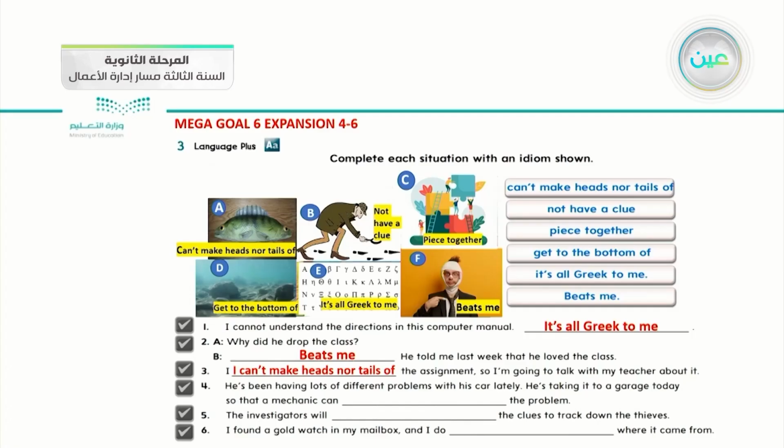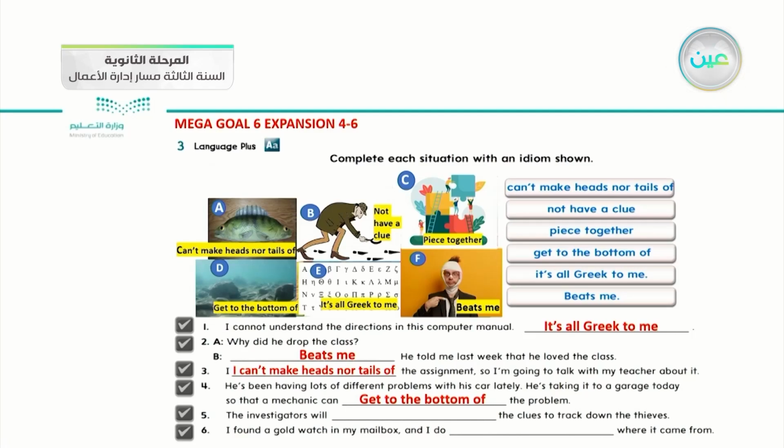Number 4, he has been having lots of different problems with his car lately. He is taking it to the garage today so that a mechanic can get to the bottom of the problem. What do you think the mechanic will do? So the mechanic will do what? Get to the bottom of the problem. I think this is suitable for that sentence, which means that he should find the problem and try to solve it.